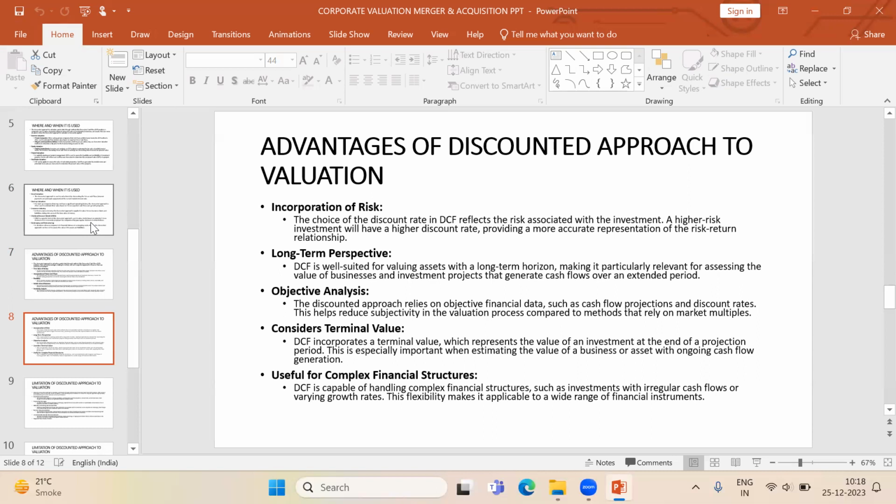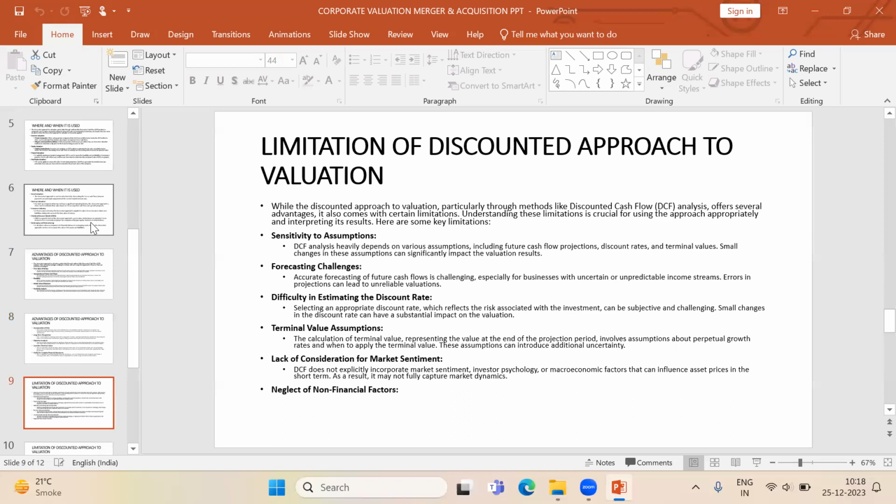Useful for complex financial structures. DCF is capable of handling complex financial structures such as investments with irregular cash flows or varying growth rates. This flexibility makes it applicable to a wide range of financial instruments. Now let's move to limitations of the discounted approach to valuation.